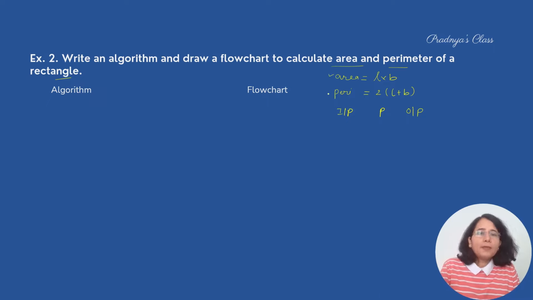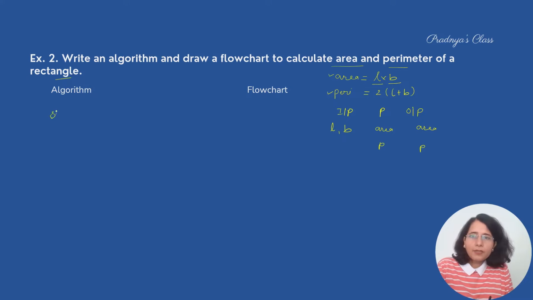To calculate the area and perimeter of the rectangle, we need length and breadth. So I am taking L for length and B for breadth. So this is our input, and processing will be, we have to calculate area and perimeter, and the output we have to print again, area and perimeter. So let's write the algorithm for it.